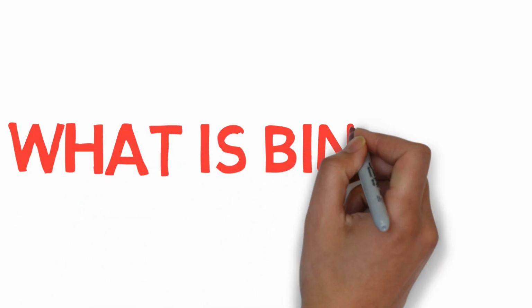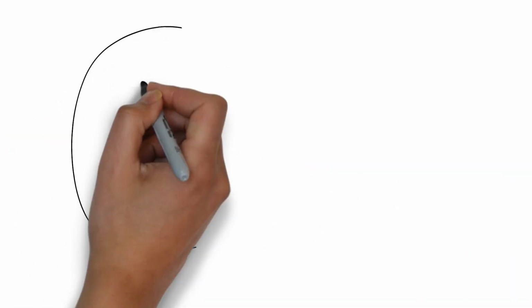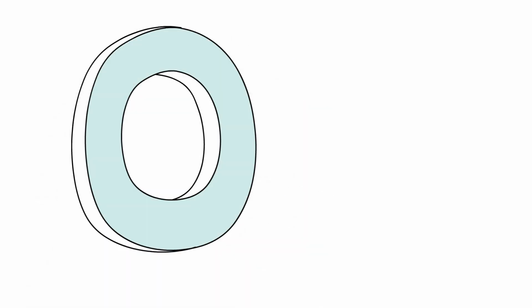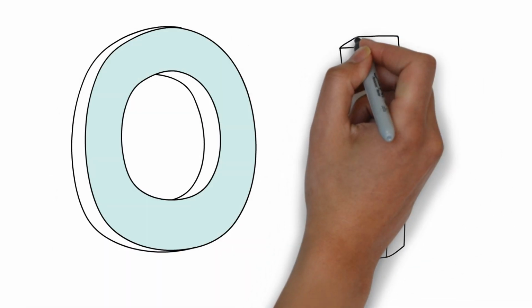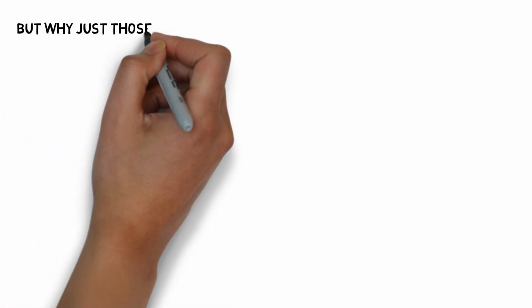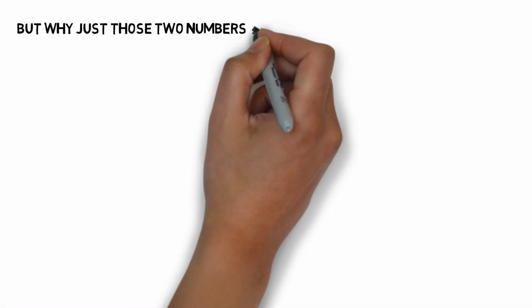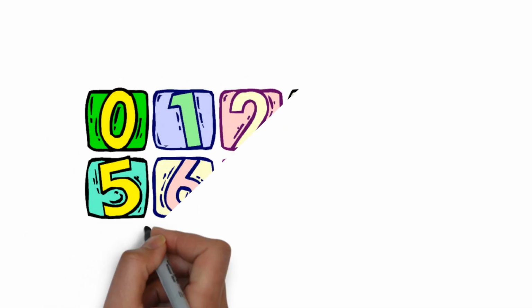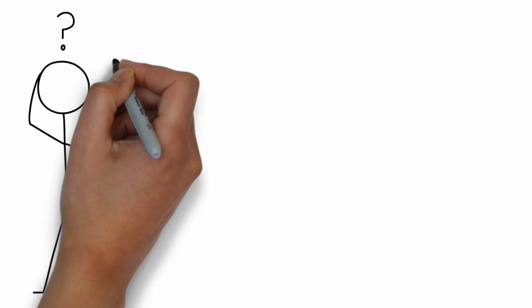So, what is binary? Well, binary is a combination of 0 and 1. Now, what's that supposed to mean? Like, why just 0 and 1? We have so many other beautiful numbers, right? We could have chosen 6 and 9 and 69. What a beautiful number, right? So, why 0 and 1?